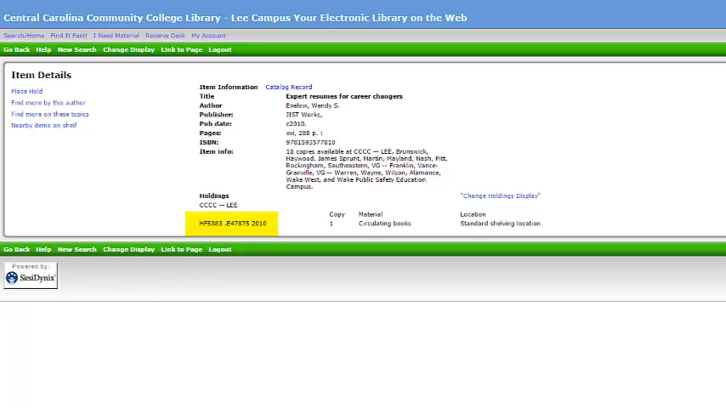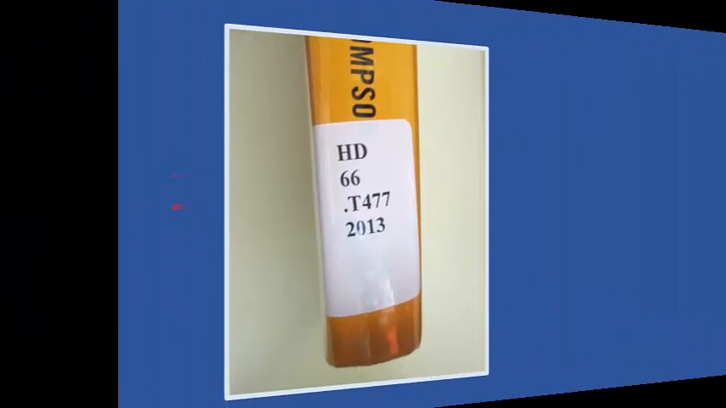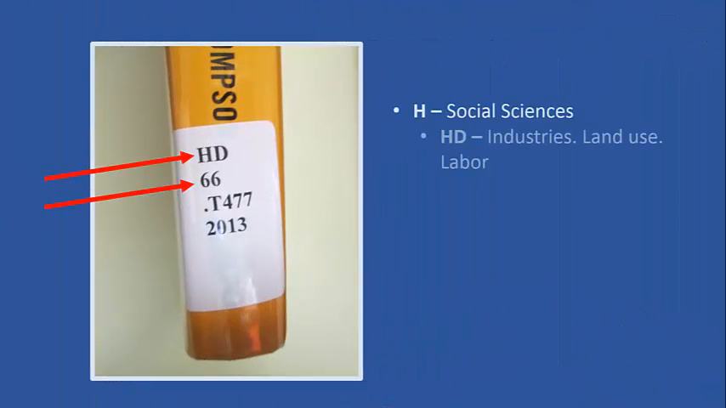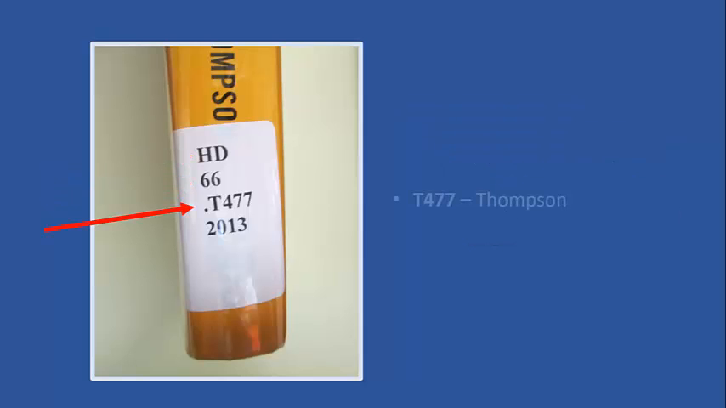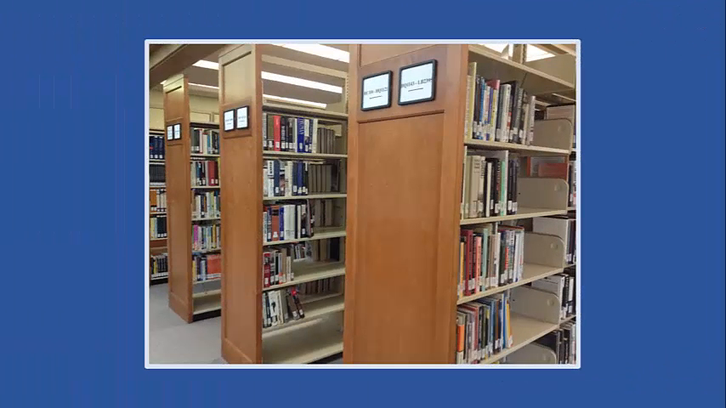Finally, the last piece of information we need is the call number. A call number tells you the specific location of a book on the shelf. The first 2 lines of a call number describe the subject of the book. The third line often represents the author's last name. The last line represents the date of publication. If you need any help locating a book on the shelf, please ask at the information desk. Our staff will be happy to help.